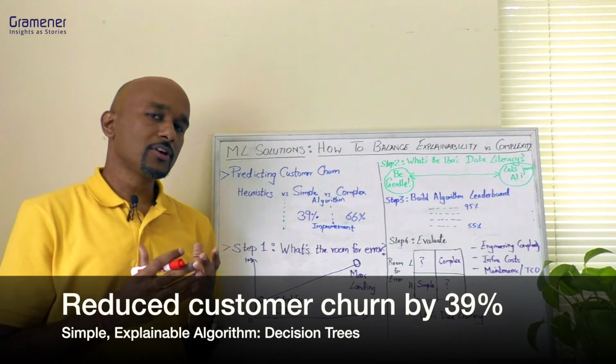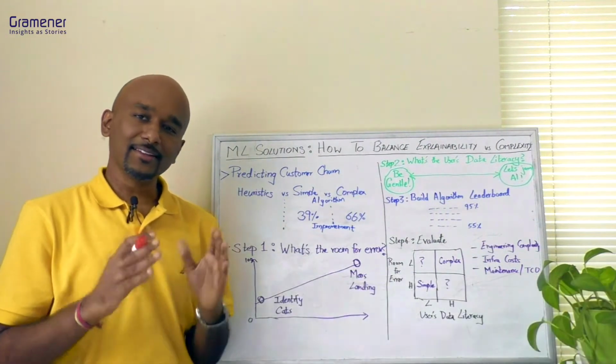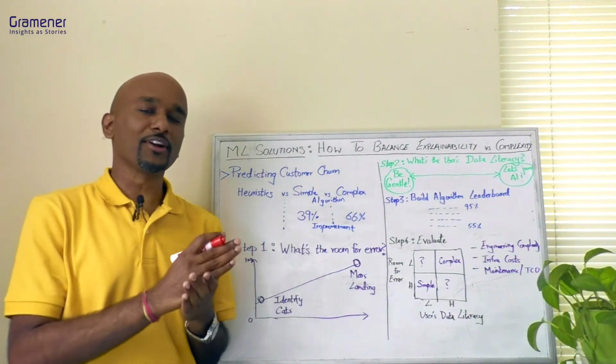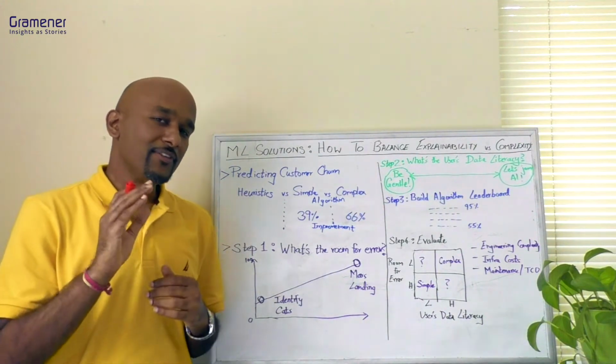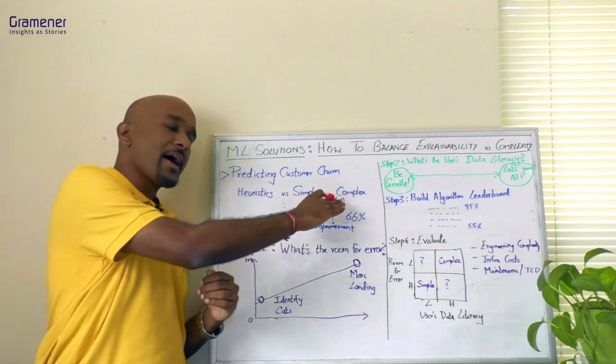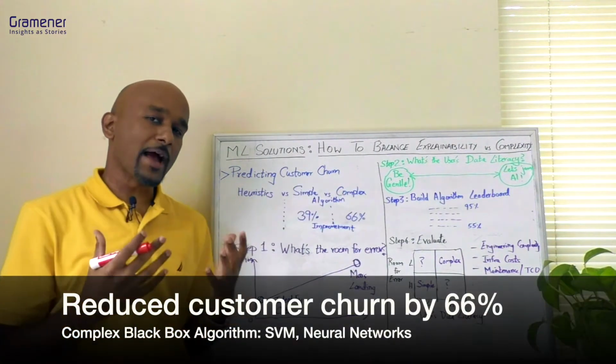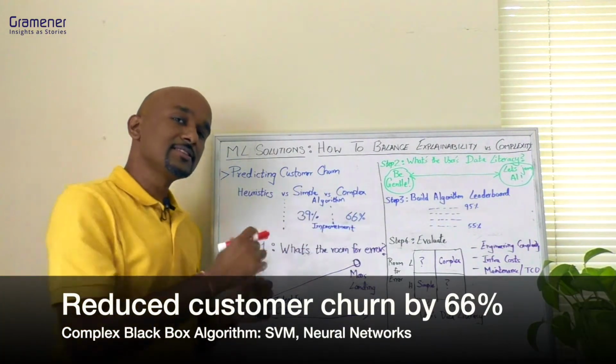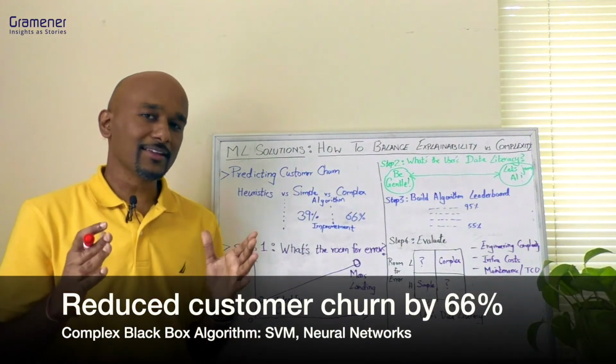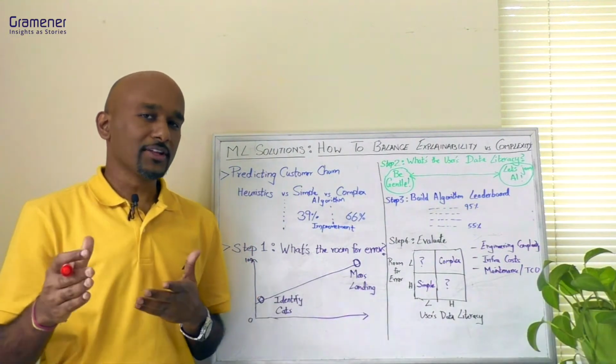As we were thinking about it, the client got pretty excited. They said, "This is exactly what we want, let's deploy it." So we said, no, we can do even better than this. So we went back and came up with more complex black box models that delivered a 66% improvement. We were pretty excited, but then the client got thinking.